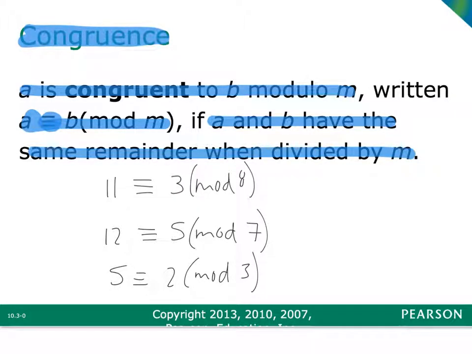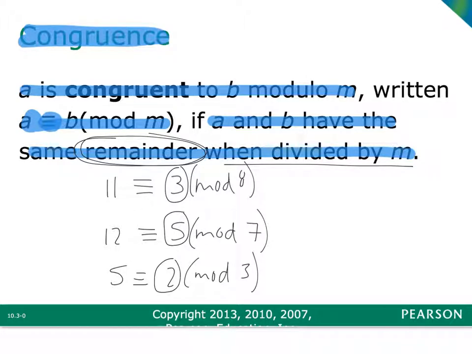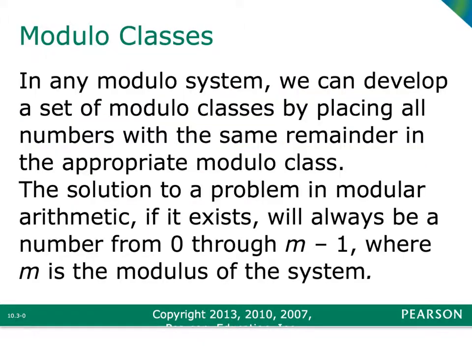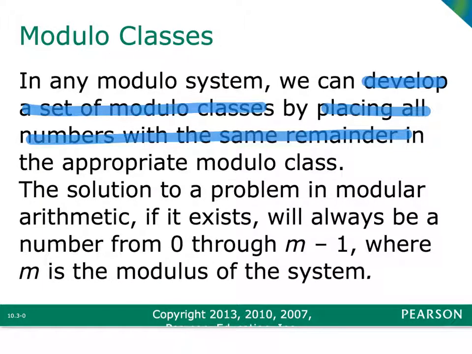So that's the key there, is that we want to have the same remainders. We look at the remainder when we divide. The remainder when we divide by m gives us this number here. And that's how we define congruence. And then we develop what we call a set of modulo classes by placing all numbers with the same remainder in the same modulo class. So we kind of sort them by remainder.